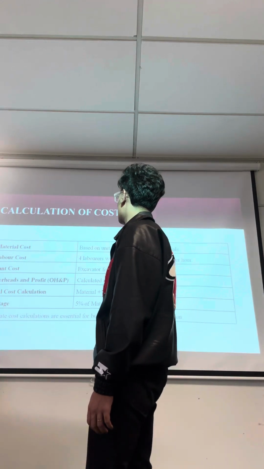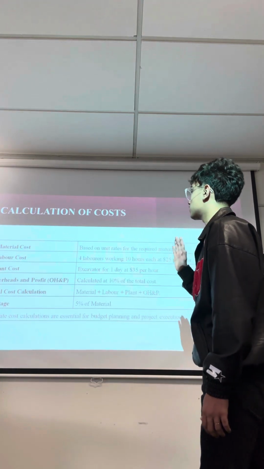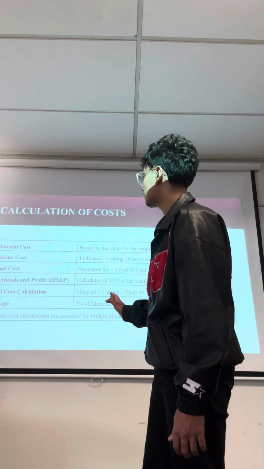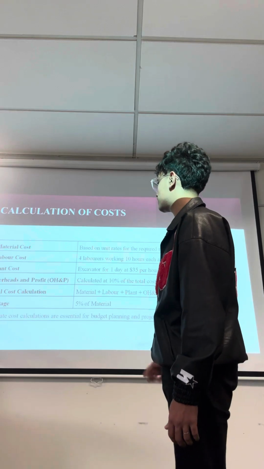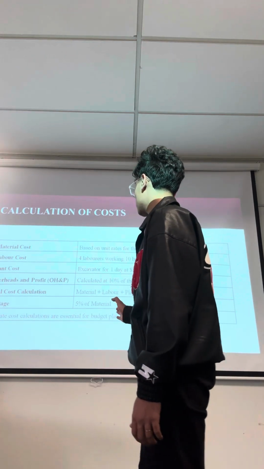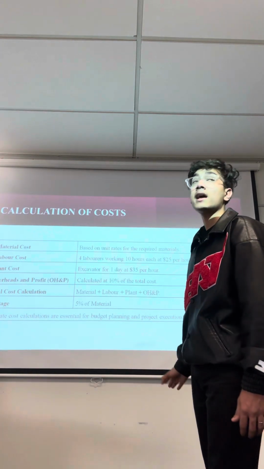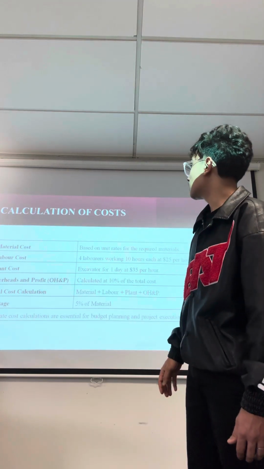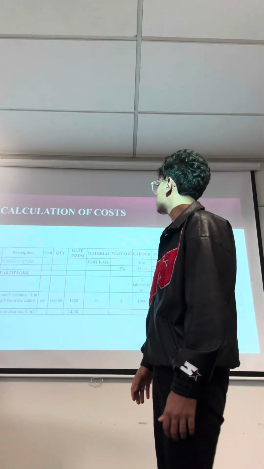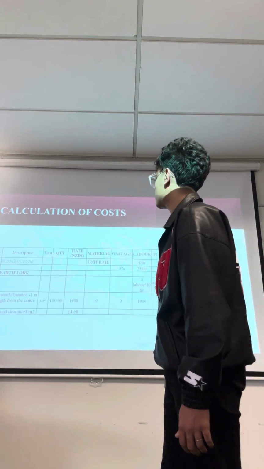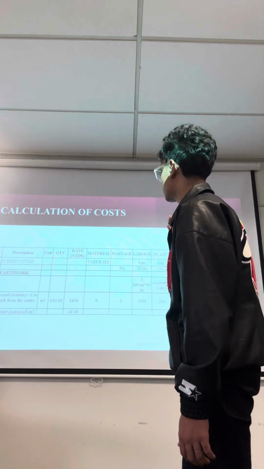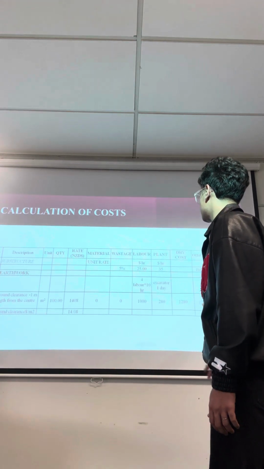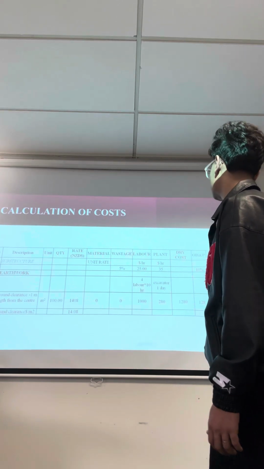So it's the calculation of costs: material costs, labor costs, plant cost, overhead and profit, total cost calculation, wastage, and so on. Accurate cost calculations are essential for project planning and the execution of projects. As you can see in the following table, it has this description: unit, quantity, weight in New Zealand dollar, and material, wastage, labor, plant, dry cost.